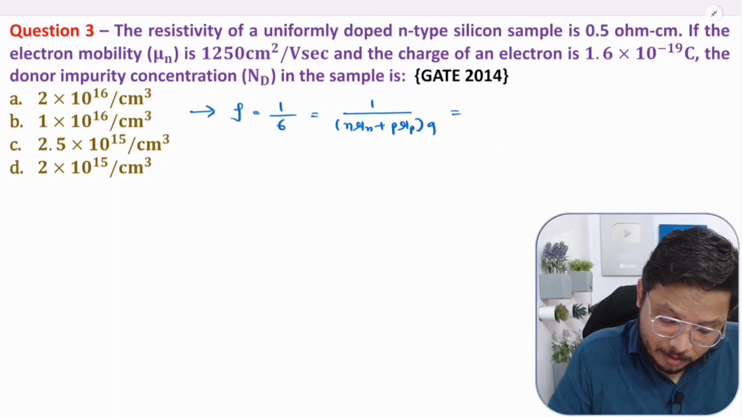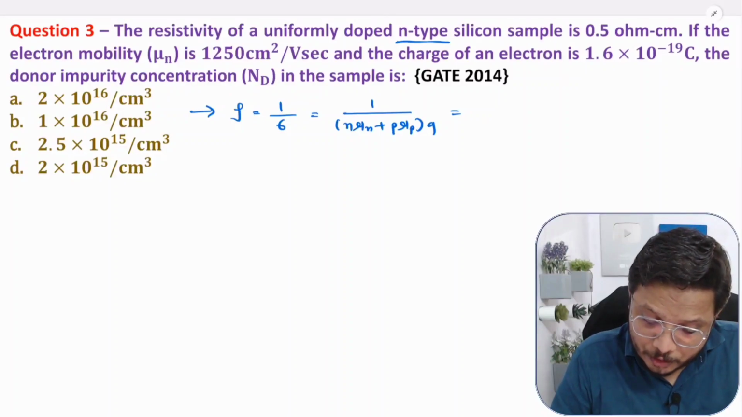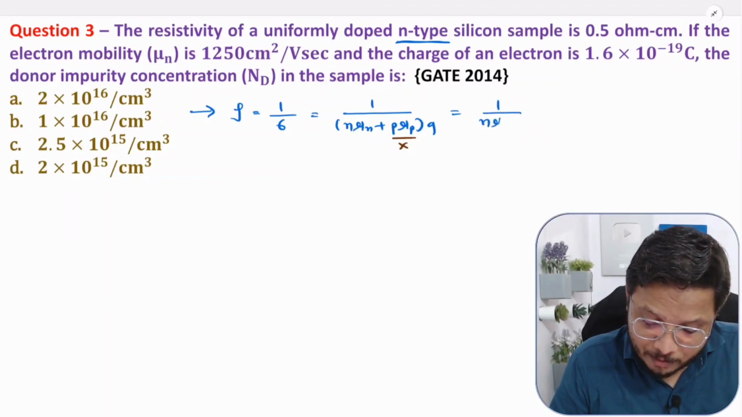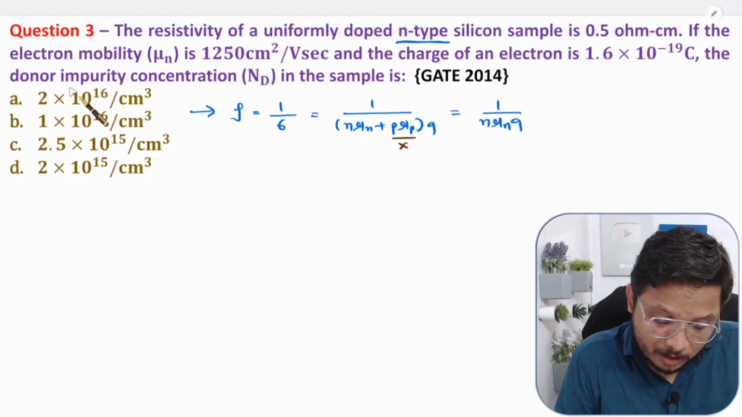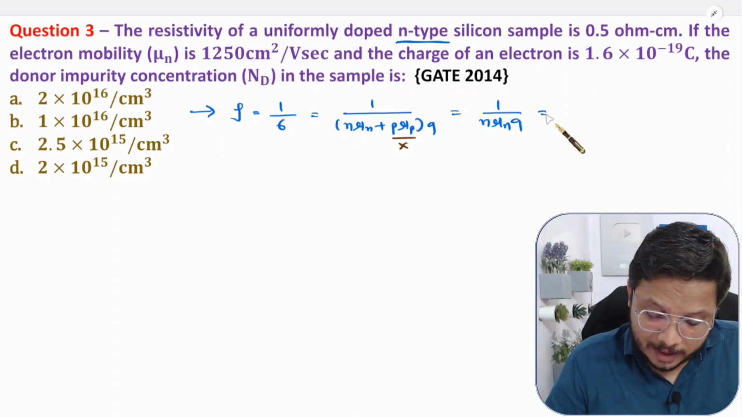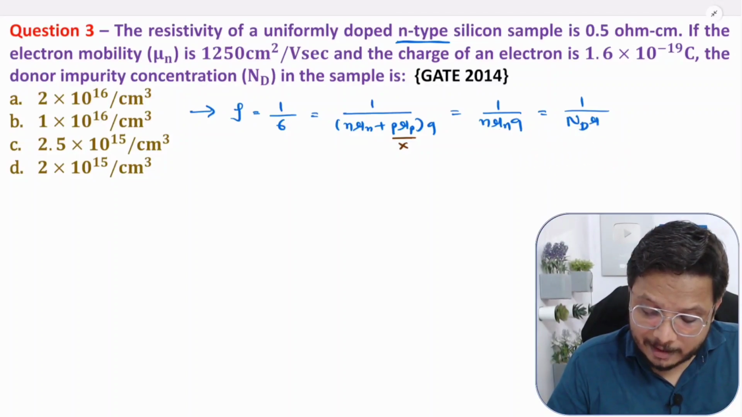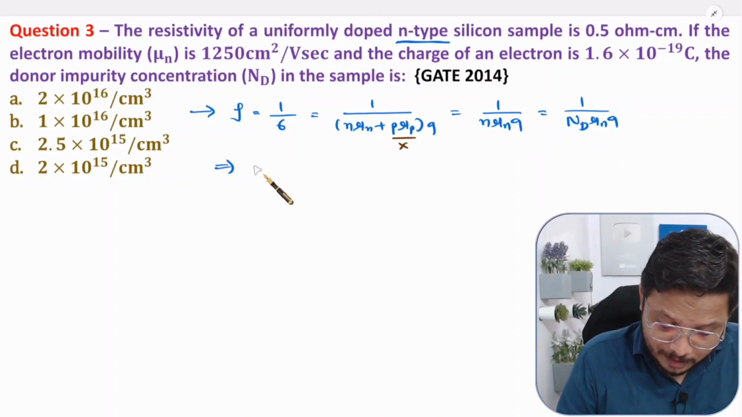And here we are talking about n-type silicon. So for n-type silicon you should know the proportion of p mu p is negligible compared to this. So your equation will be 1 divided by n mu n into charge. And here we are finding the donor concentration. So you should know in n-type material, this small n is the donor concentration Nd, right? So from this you will have to find Nd. So you can say Nd will be 1 divided by rho mu n into charge.